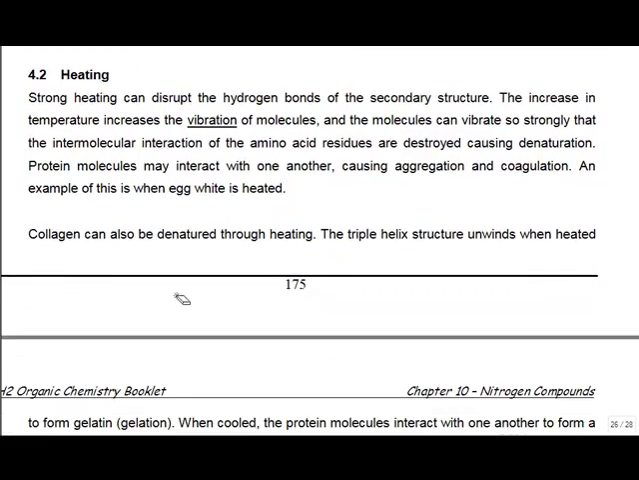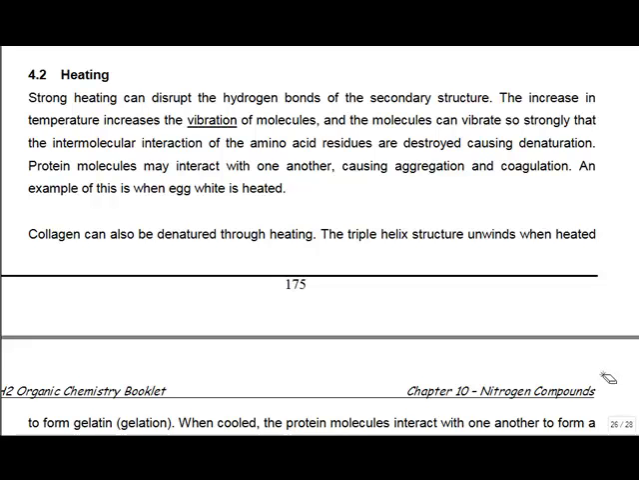The other way that proteins can be denatured is by using strong heating. Strong heating can disrupt the secondary structure, which mainly consists of hydrogen bonding. As there's an increase in the temperature, the molecule will start to vibrate strongly, such that the hydrogen bondings are being destroyed, and the molecules now can interact with each other, which may result in aggregation or coagulation.